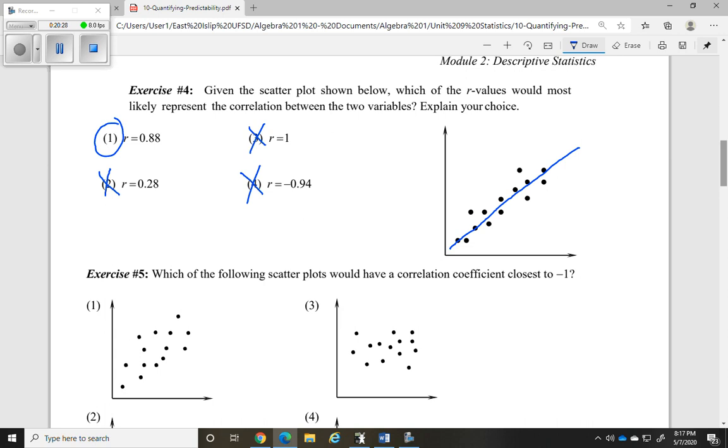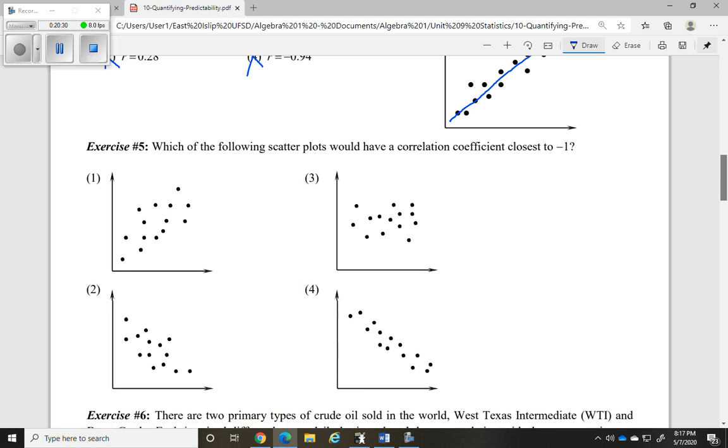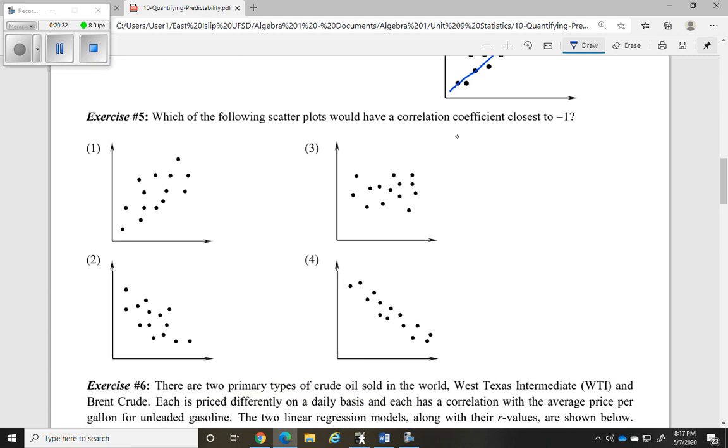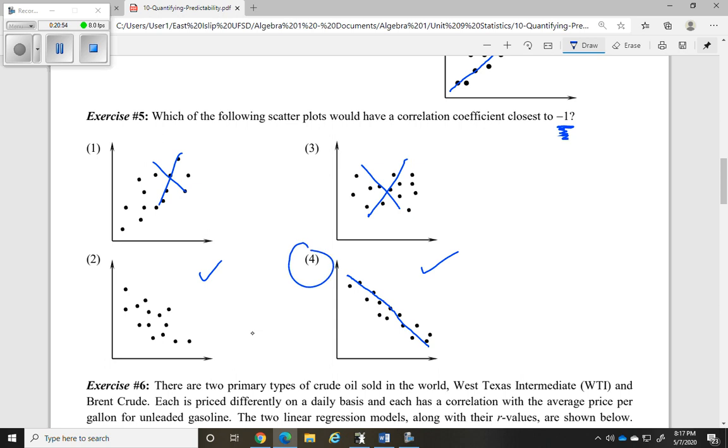Exercise 5. Which of the following scatter plots would have a correlation coefficient closest to -1? So it has to be going downward. This looks like no correlation. This looks like it's going upward, not so strong. Both of these are going downward. They said closest to -1, which means the points have to be more in a straight line rather than more spread out. So it has to be choice 4.